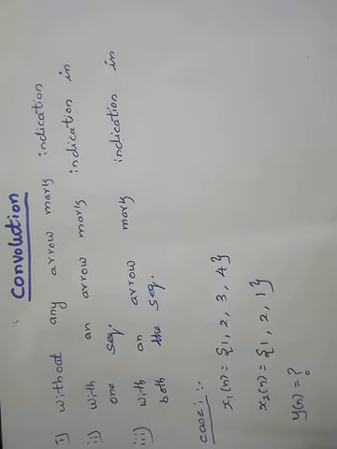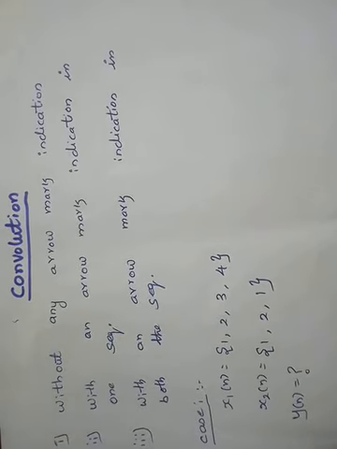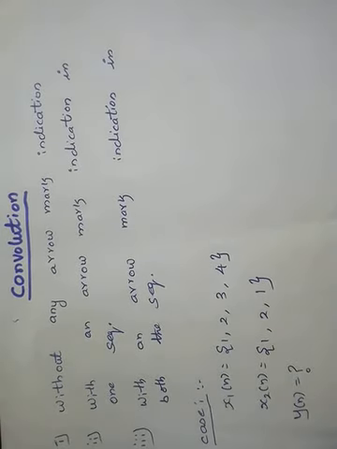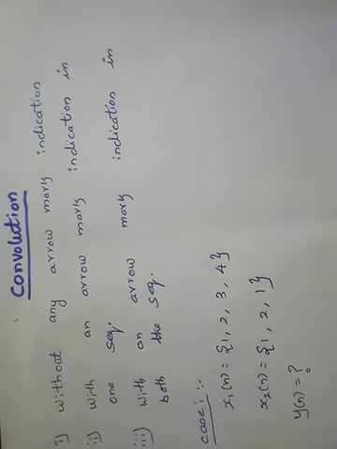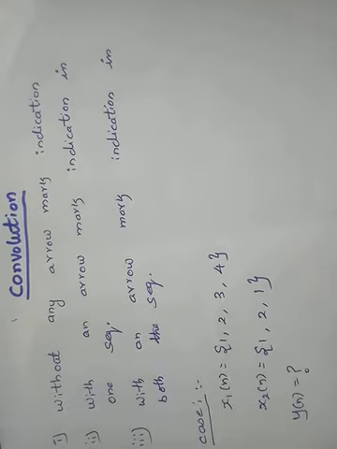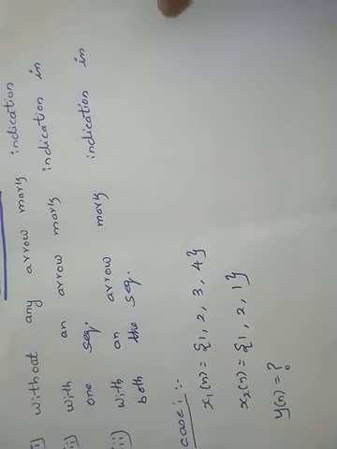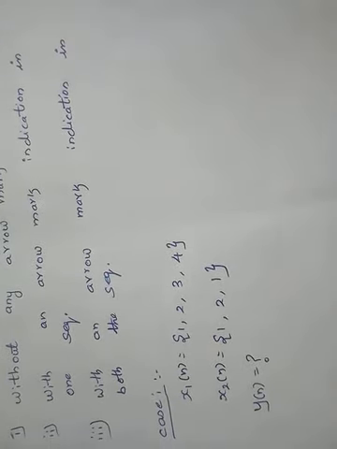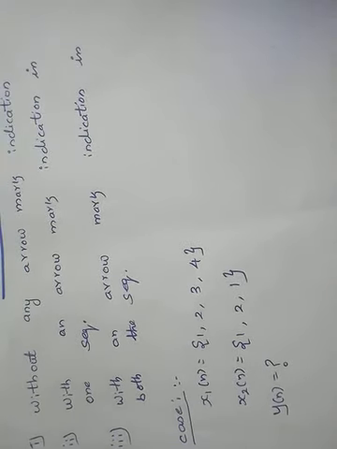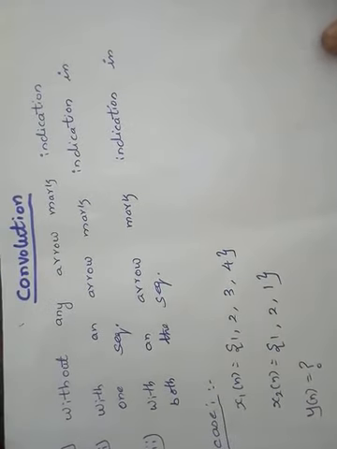Good morning. Today let me discuss convolution in digital signal processing. Convolution between two sequences, when x1 of n and x2 of n are given, we can analyze in three different cases. Case 1: without any arrow mark indication. Case 2: with an arrow mark indication in one sequence, that is, either in x1 of n or in x2 of n an arrow mark is indicated. And case 3: when the arrow mark is indicated in both the sequences. So these are the three cases we are going to analyze using convolution in digital signal processing.